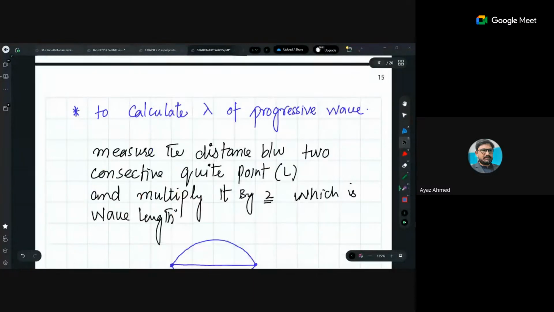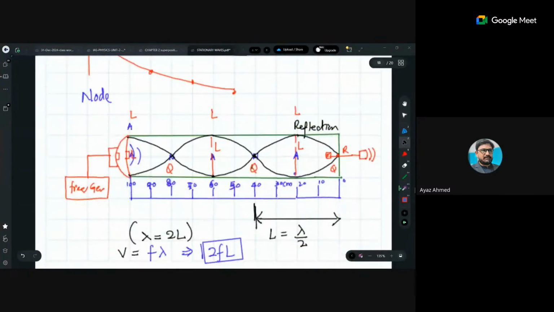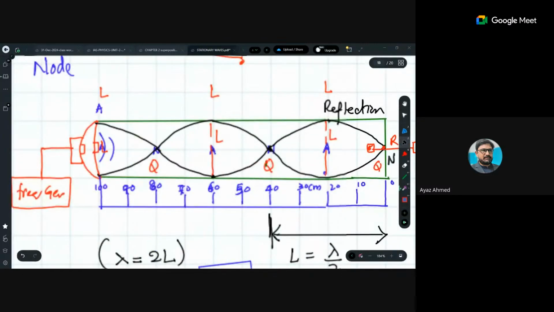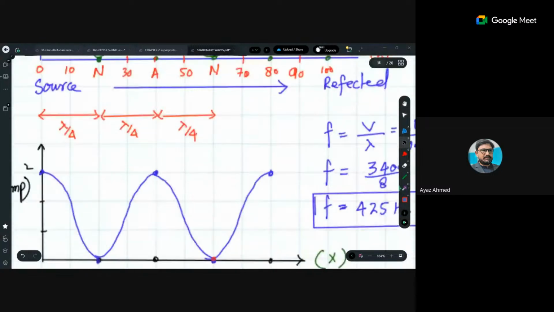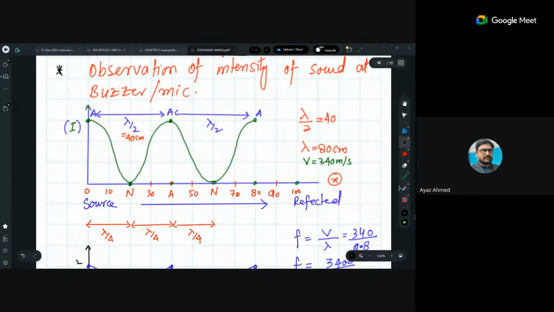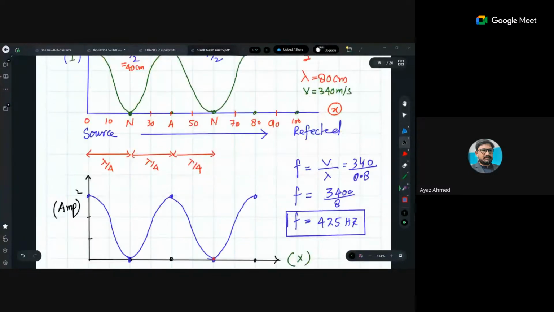Let's say this end of the tube here. Here you are getting an antinode. So when you are getting an antinode, at this point the amplitude would be highest, right? At the quiet point, that is, at the 80 centimeter mark, the amplitude would be 0. Again highest, 0, highest, and so on. So this all travels in this way, and that is the graph which shows you the intensity with respect to the position.